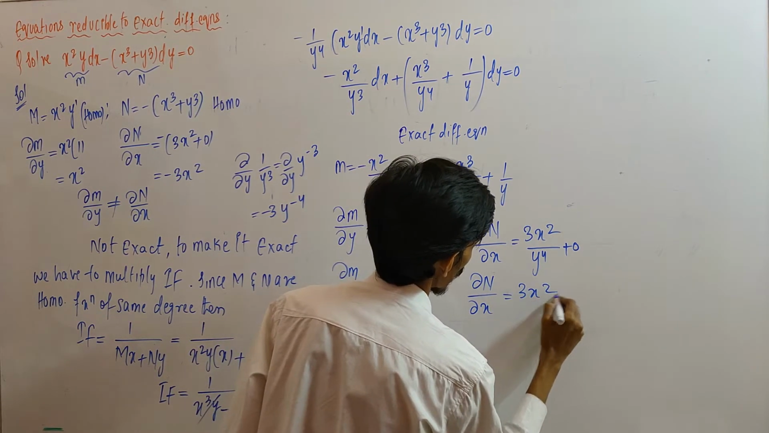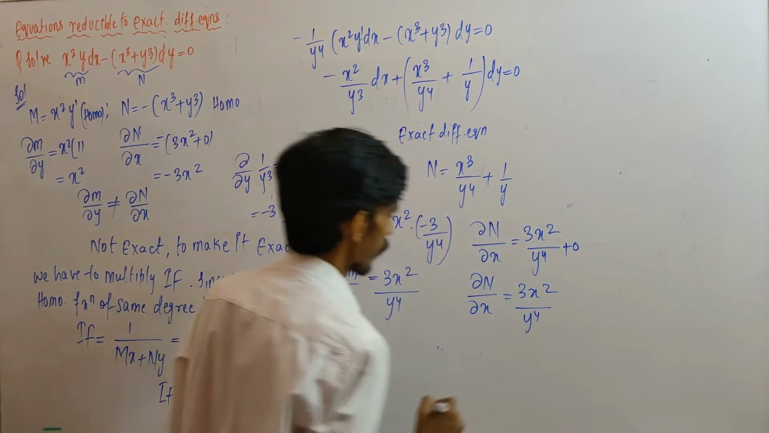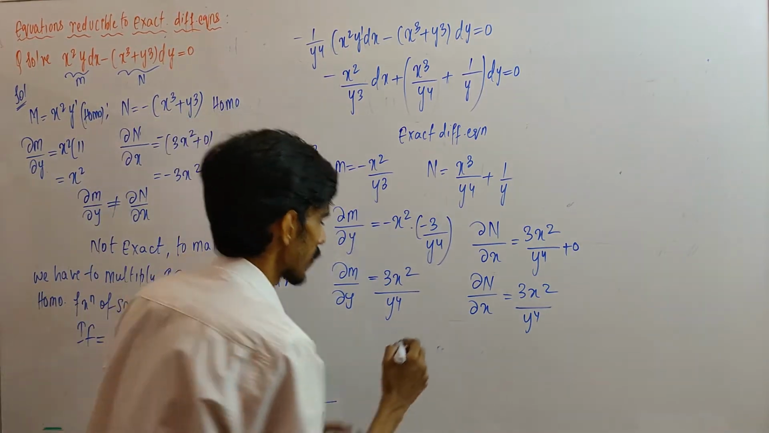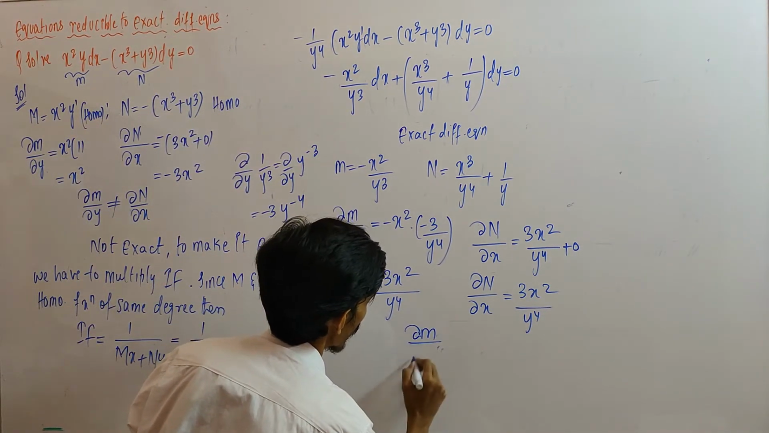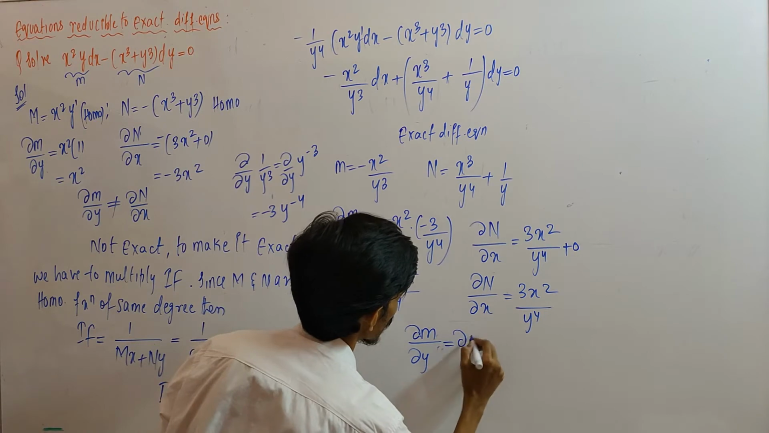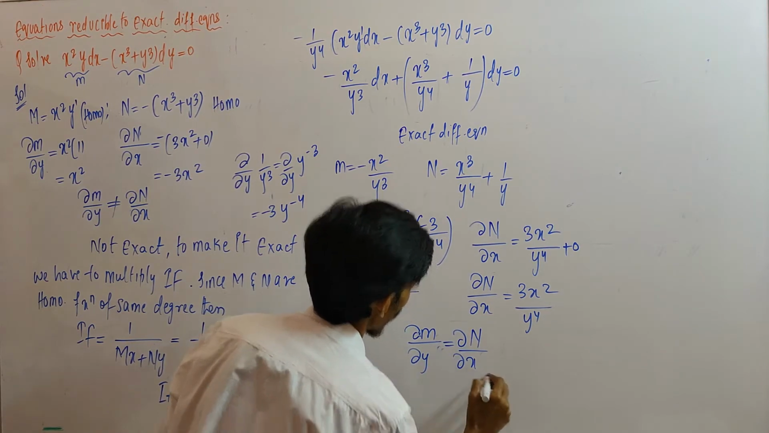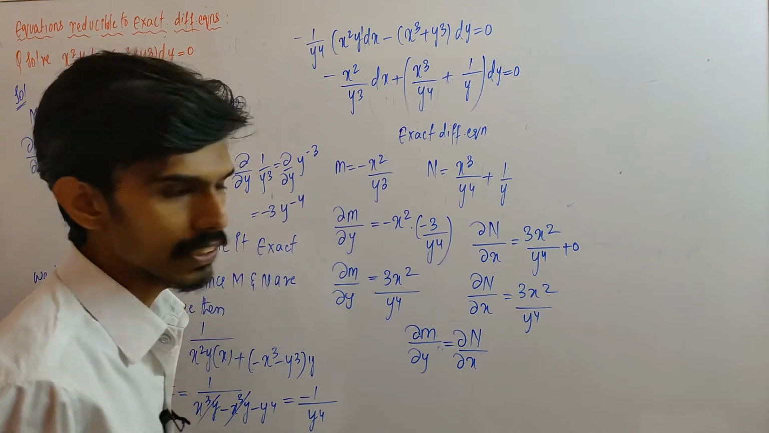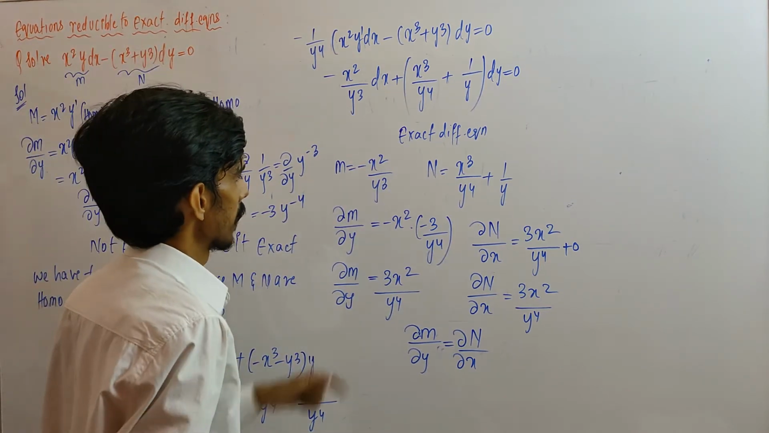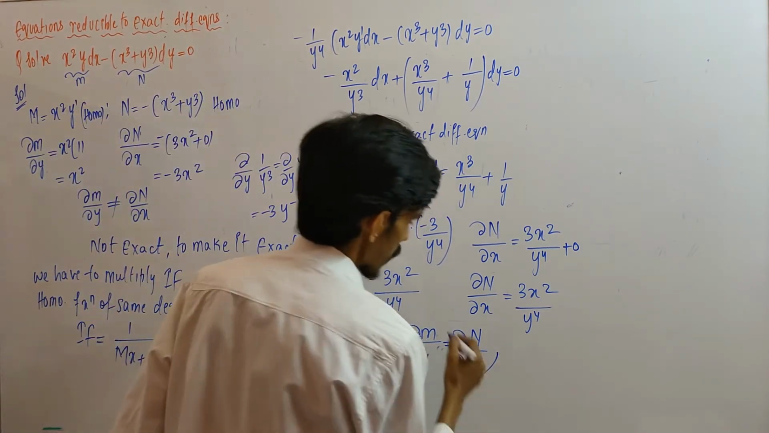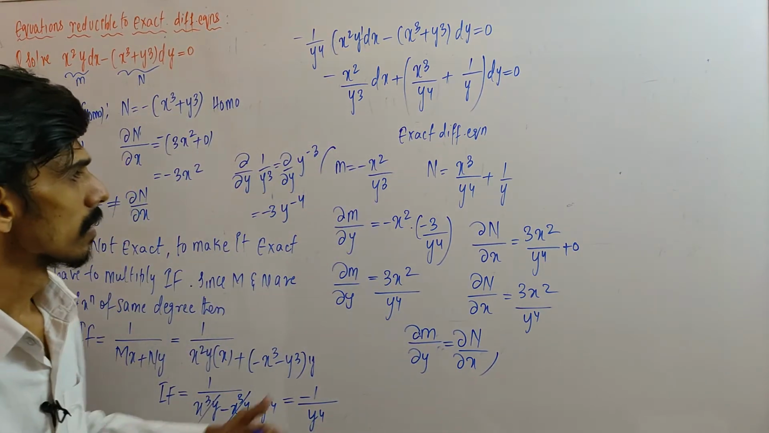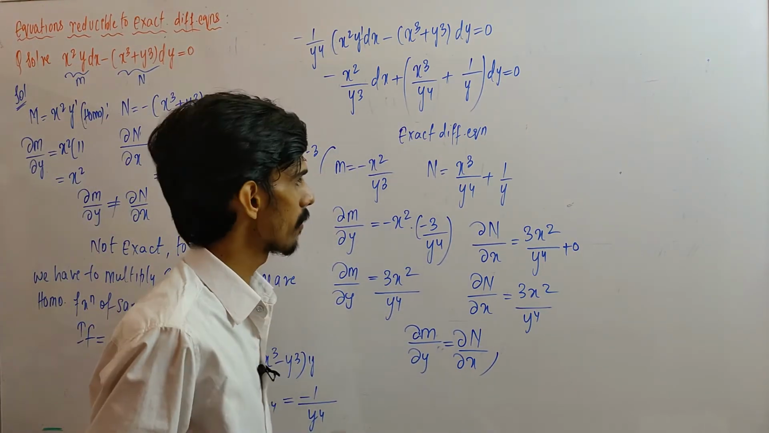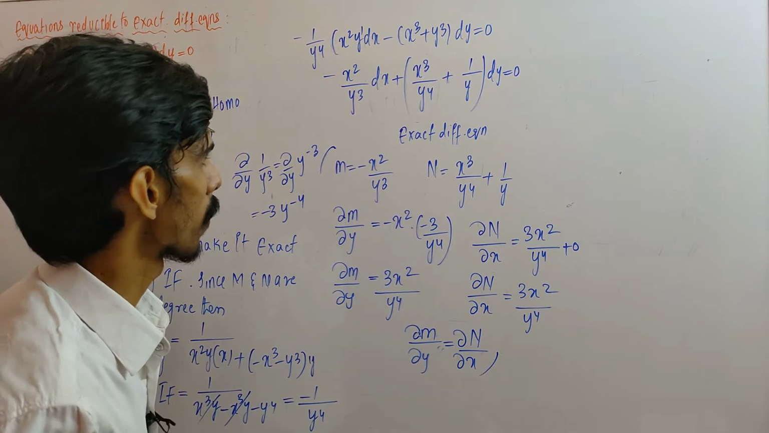So we have 3x squared y to the power of 4. Since these two values are the same, ∂M/∂y equals ∂N/∂x. Now the condition is satisfied, and the given equation becomes exact. This part is not required, but this is our first problem, that's why we are checking whether it becomes exact or not.